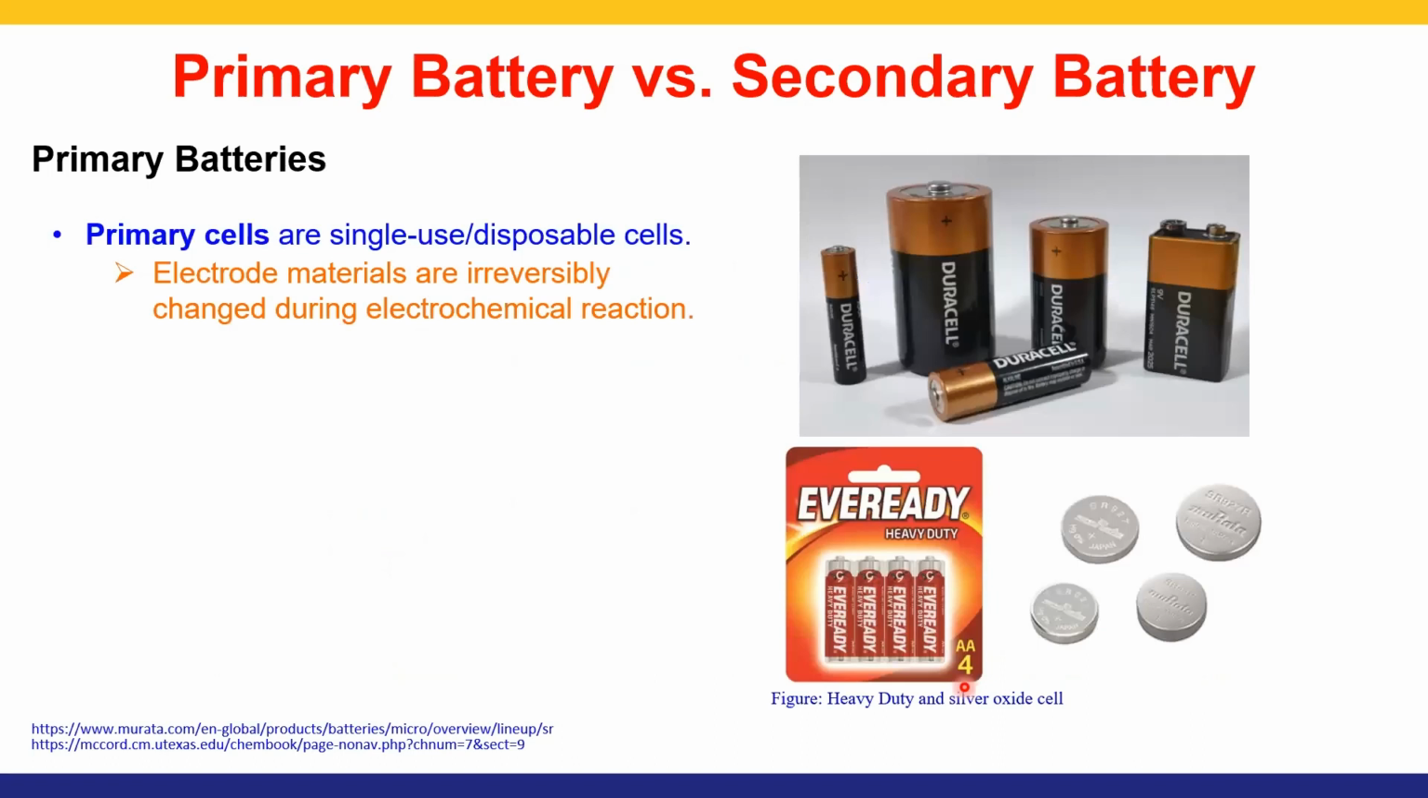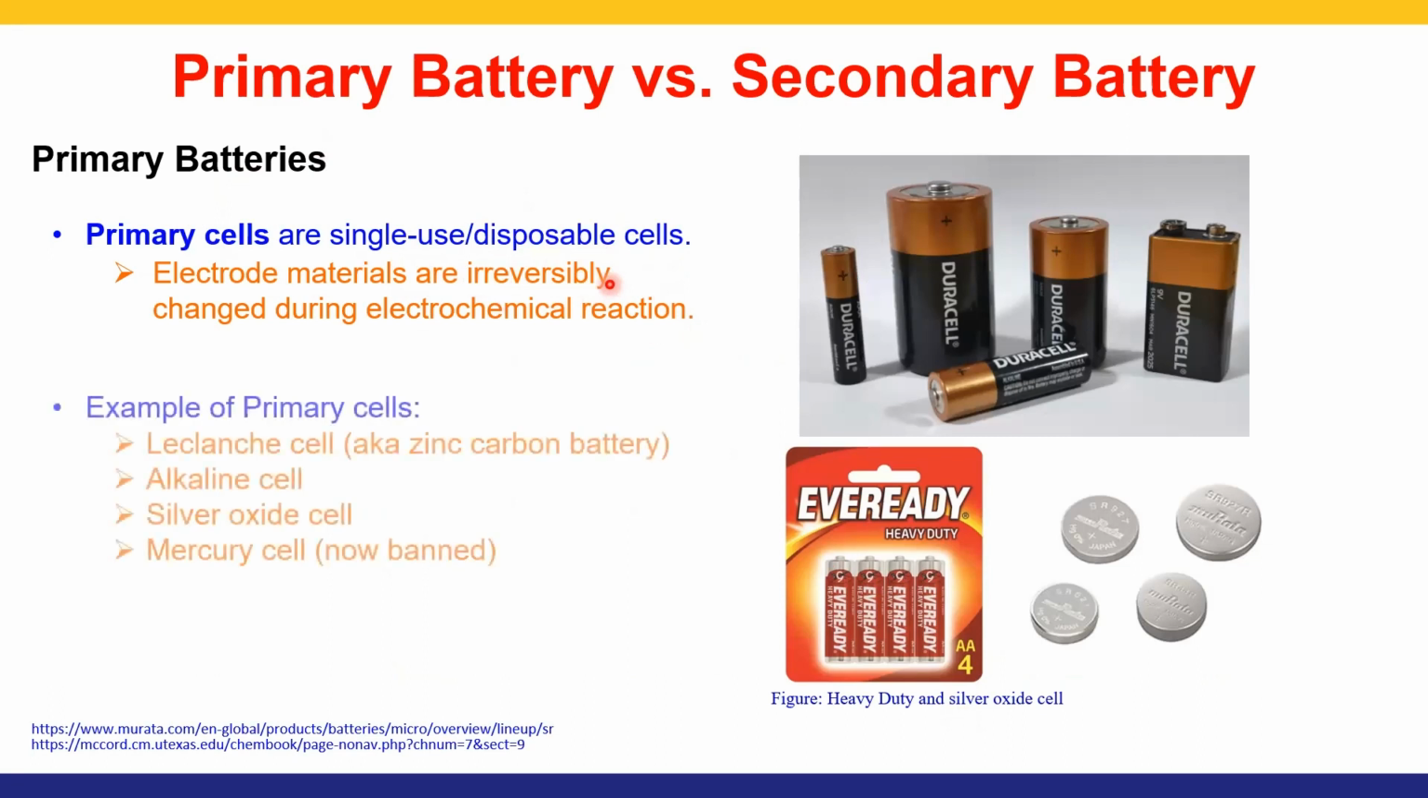We now talk about primary batteries and secondary batteries. Primary batteries are single-use and disposable, because the chemical reactions, or we say the electrochemical reactions, are irreversible. So primary batteries are not rechargeable, however, they are low cost. Examples of primary cells include zinc carbon battery, alkaline cell, silver oxide cell, and mercury cell, which is banned now.